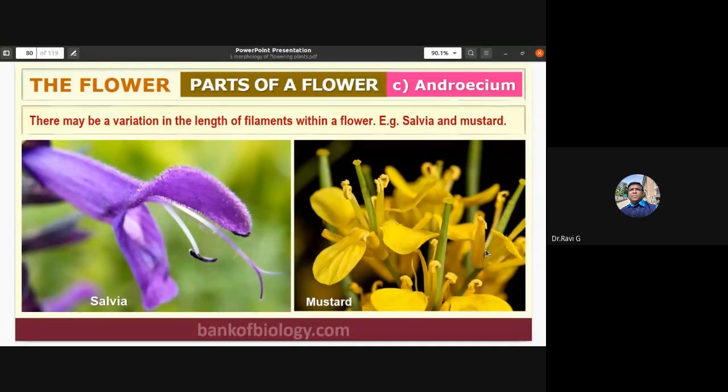In mustard, four stamens are long and two of them are short. So you can notice in this flower itself, four of them are long and there are small short ones. So we call this tetradynamous.